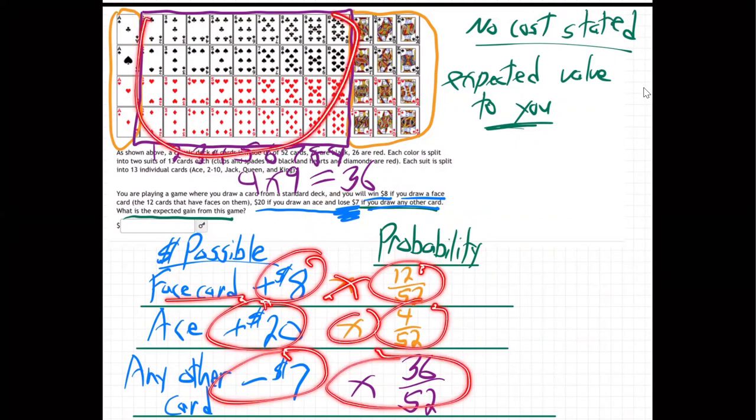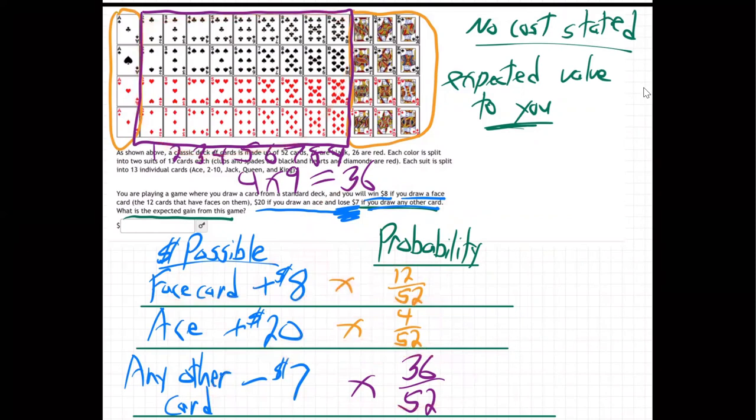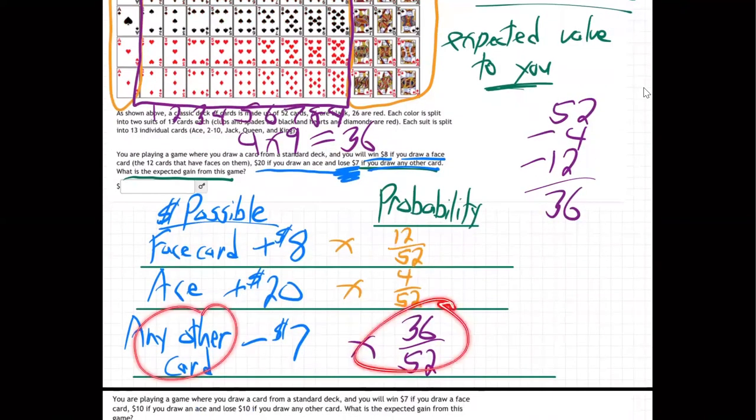Well, that's 36 other cards. The other way I could have done that is I could have taken 52, subtracted the 4 aces and subtracted the 12 face cards, and that would have left me with 36. That's the same answer. The chance of getting any other card is 36 out of 52, because 36 of the 52 cards are other cards. And you lose $7, that's -7.